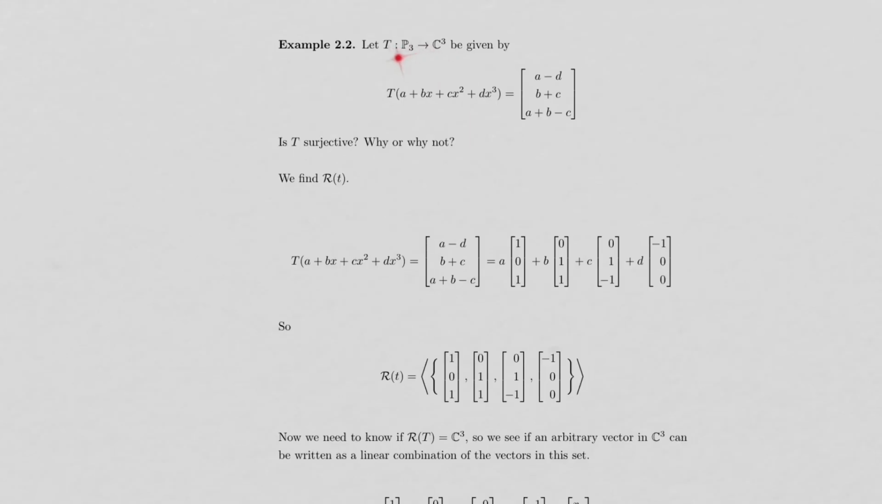We saw earlier that this transformation was not injective because the dimension of P3 is 4, which is bigger than the dimension of C3, which is 3. But that's totally fine if we're trying to decide if T is surjective. This transformation might be surjective. In fact, the limitation on being surjective is that the dimension of the domain has to be at least as big as the dimension of the codomain, so being bigger is fine.